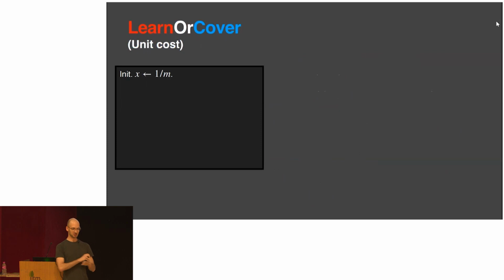So here's the algorithm. Initialize the distribution to be uniform. You don't know anything. Uniform over all the sets. It's going to look very similar. At time t, an element v arrives. If v is covered, do nothing.